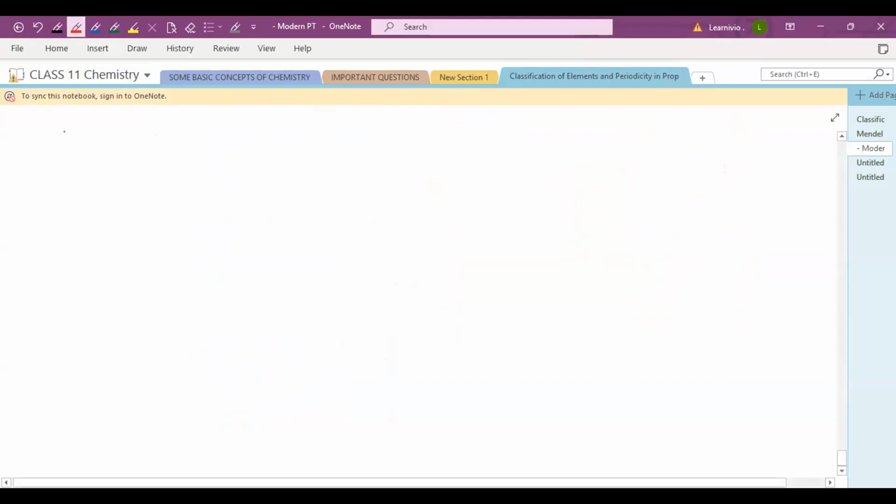Okay, let's see the second group, which is group number 2. And this group is known as your alkaline earth metals. Now, here's a question: why are they known as alkaline earth metals?